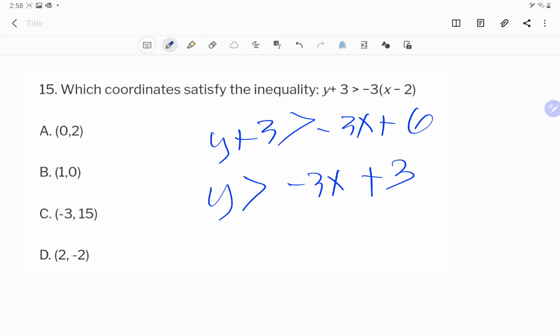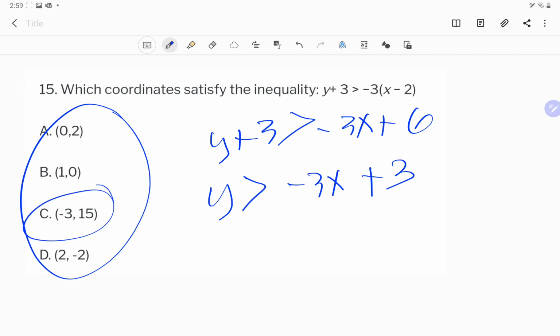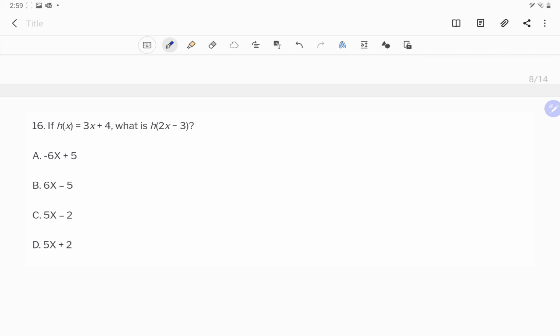Now this states that the y coordinate must be larger than -3 times the x coordinate plus 3. Test the points provided to see which one satisfies the given inequality. This can also be done graphically. If you test all these points, you will discover that (-3, 15) satisfies the inequality. Alright, try to answer number 16. Pause the video for a while, and then I'm going to solve this when you're done.